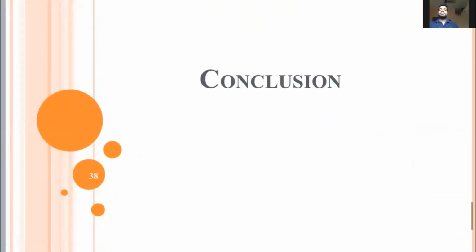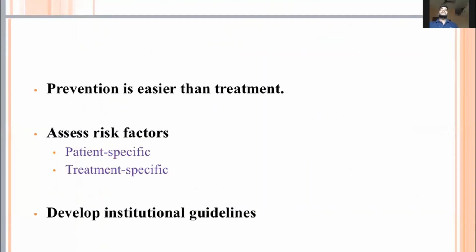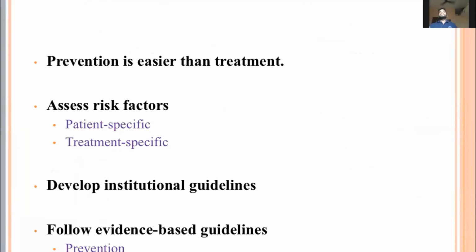Then the conclusion is that prevention is better than treatment. If you give pre-treatment to the patient for preventing nausea and vomiting, that's an easier way to manage than giving the anti-cancer drug and then treating if the patient reports nausea and vomiting. So assess the risk factors, as we saw in the beginning of the presentation. What are the risk factors for the patient to get nausea and vomiting, whether related to the patient or related to treatment. If you know that, you can manage it in a better way.